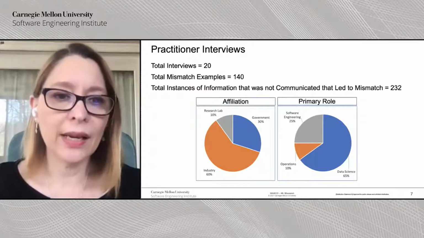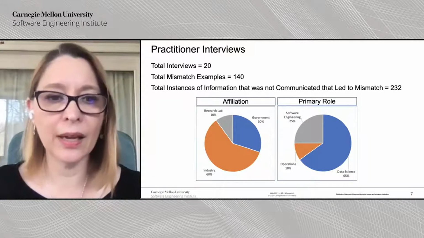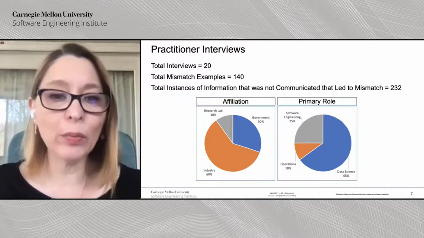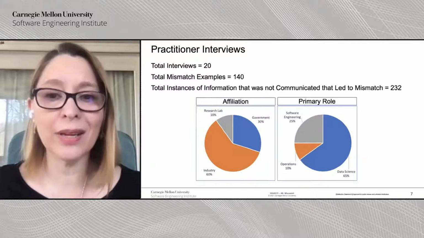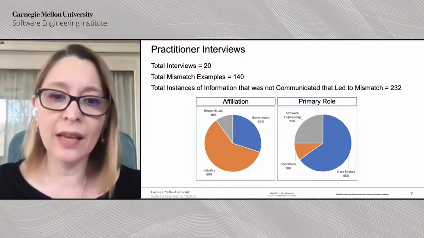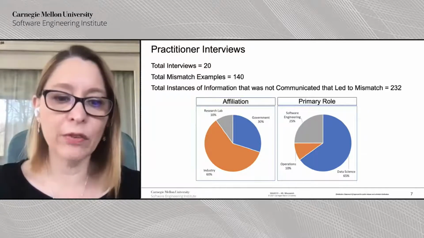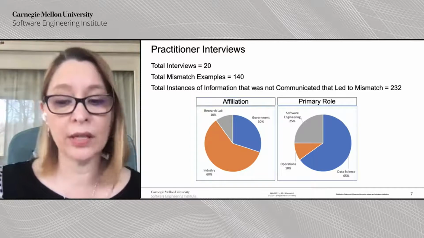We conducted 20 interviews. Out of those 20 interviews, we obtained 140 examples of mismatch, and then we were able to break those mismatch examples down into 232 instances of information that was not communicated that led to mismatch. This slide also shows the diversity in affiliation as well as the primary role of the people that we interviewed.